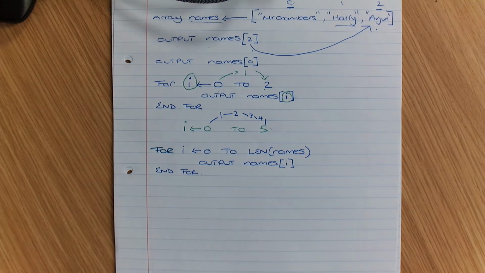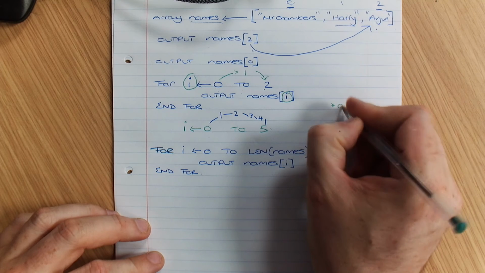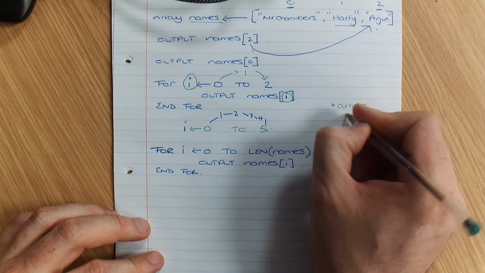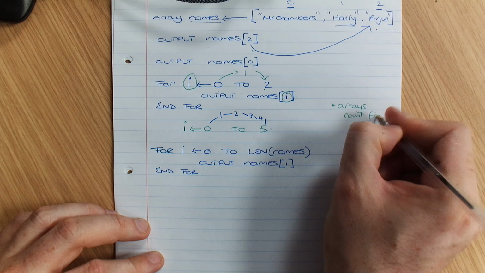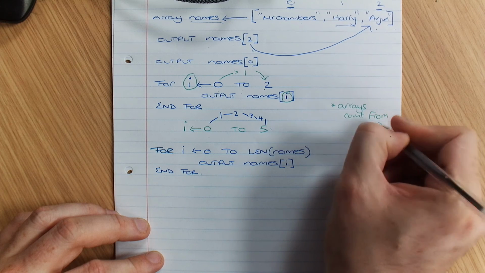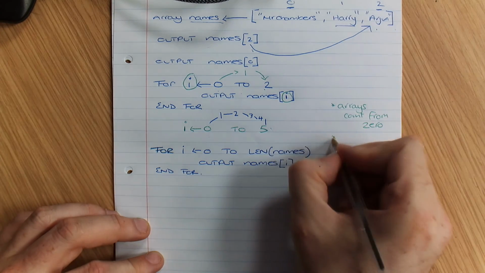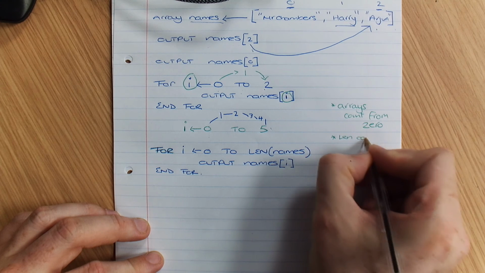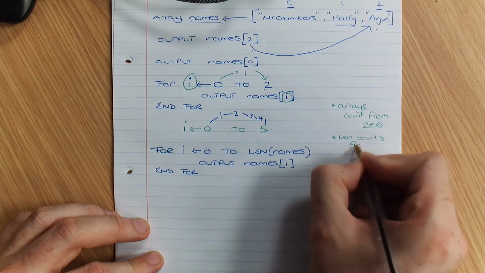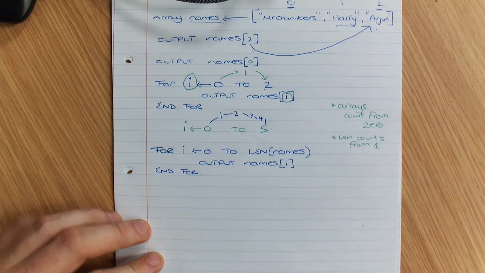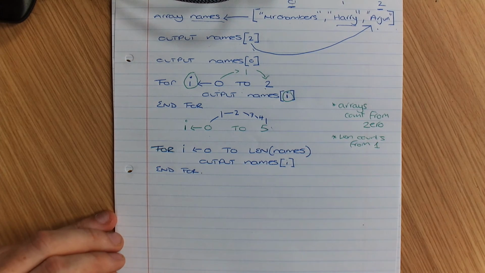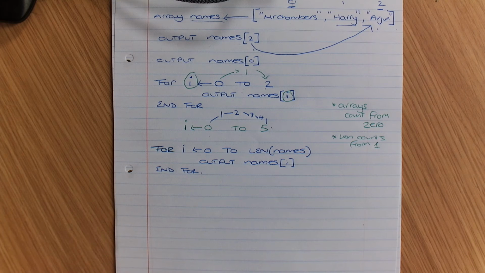I'm going to have a problem here, and you might not know what it is yet, but I'm going to explain it while some of you are writing down. Whereas arrays start counting from 0, len counts from 1. Two rules to stand by and remember. Len starts counting from 1, arrays start counting from 0.